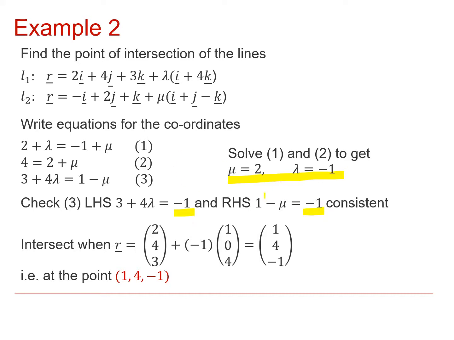If there was no solution to this, in other words, if we got different answers for the left-hand side and right-hand side, they would be inconsistent, and therefore there would be no point of intersection. And we then use one of those values, and actually I've used lambda equals -1 in the first equation. I could have used mu equals 2 in the second equation to get the point of intersection 1, 4, -1.